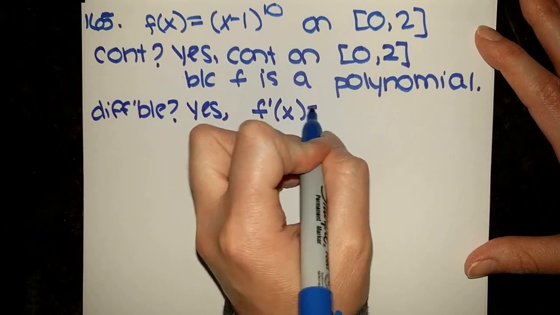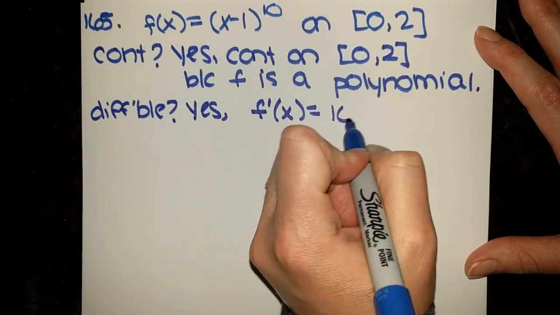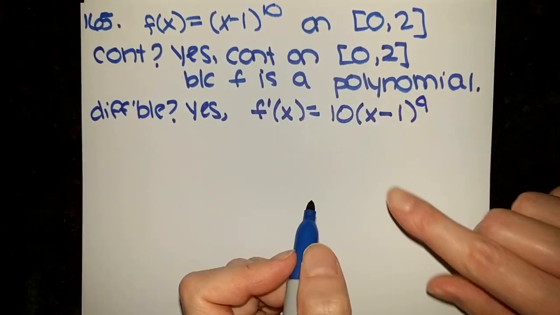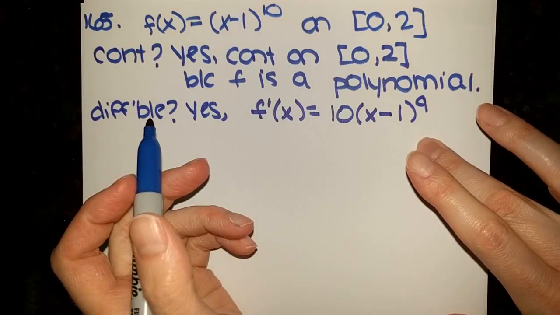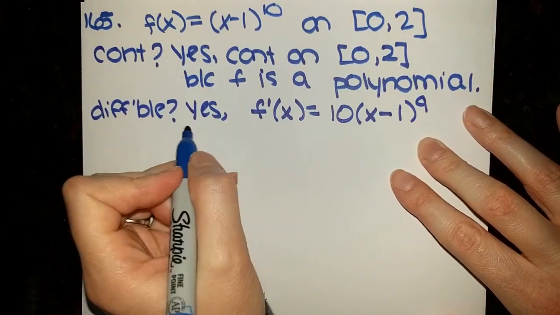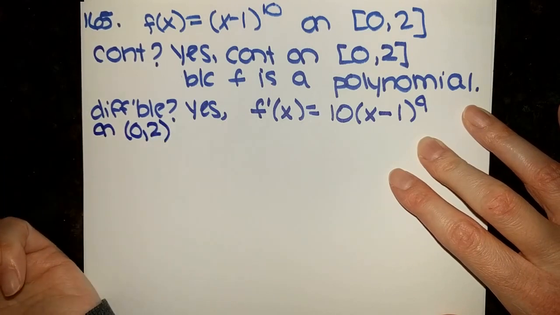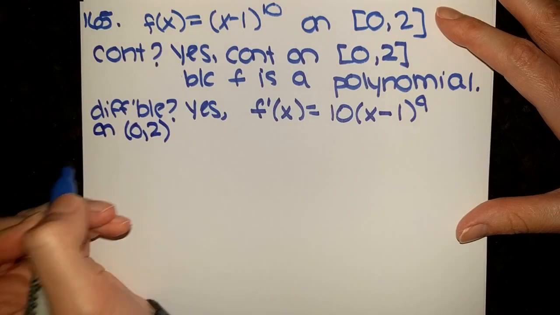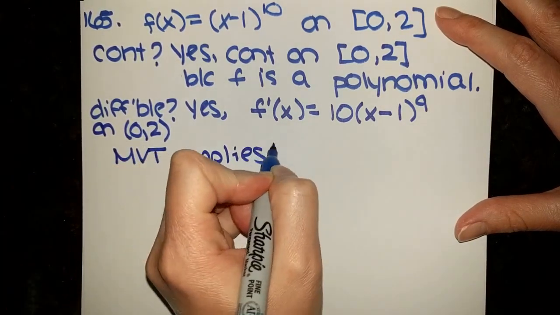When you look at the derivative, you would use the general power rule because you have parentheses to a number, so the derivative would be 10(x - 1)^9. And again, if you were to expand that out, it's going to be perfectly well defined for all real numbers. So this derivative is defined for all real numbers, so yes, it is differentiable on the open interval 0 to 2. So both assumptions of the mean value theorem are satisfied here. So we would say that the mean value theorem applies.